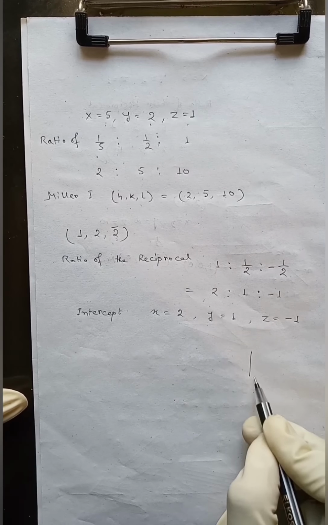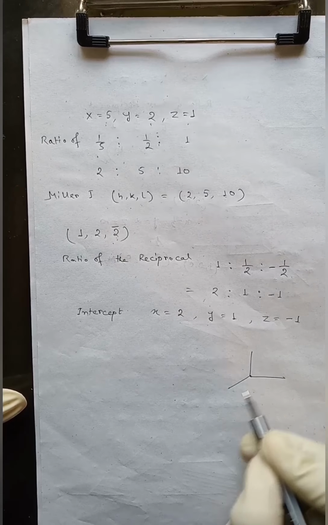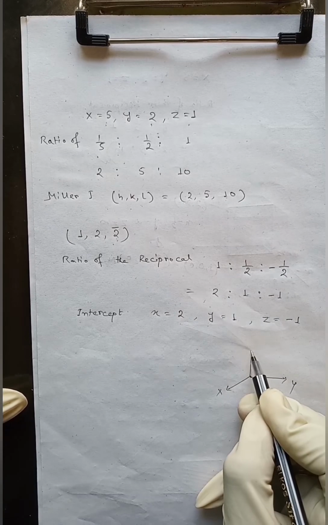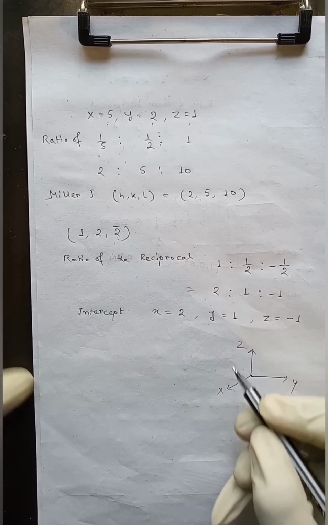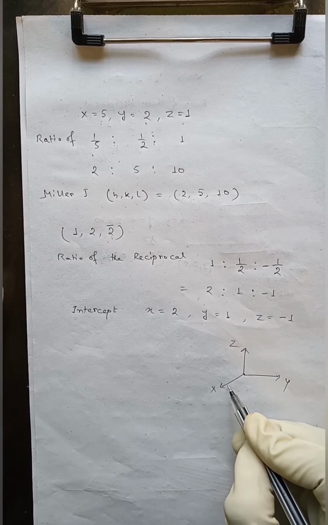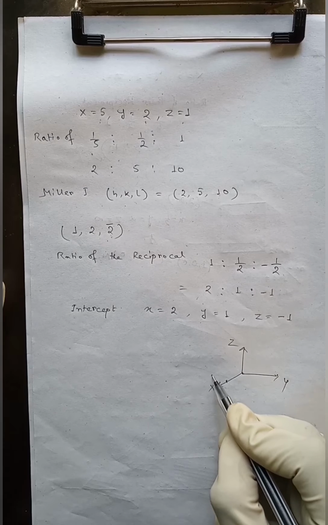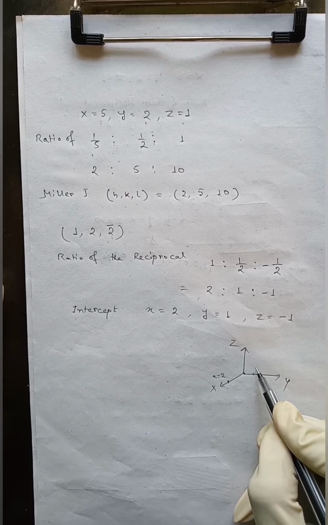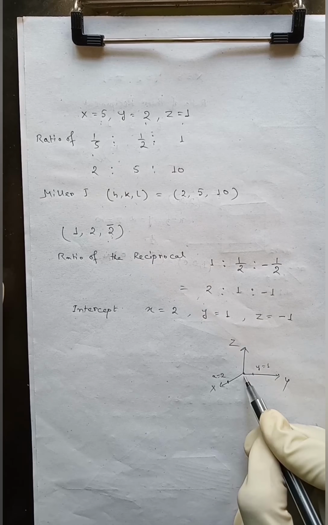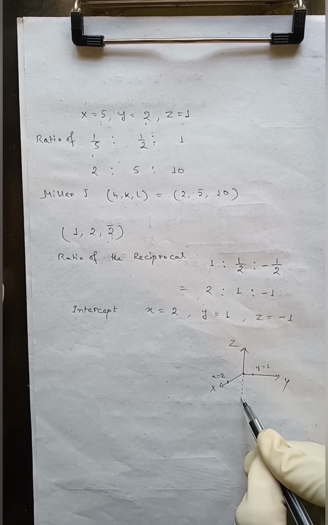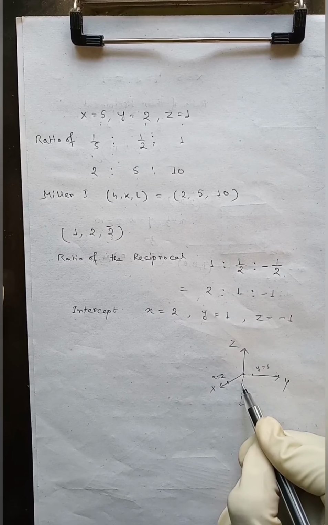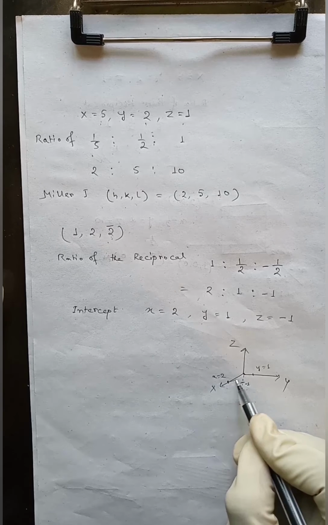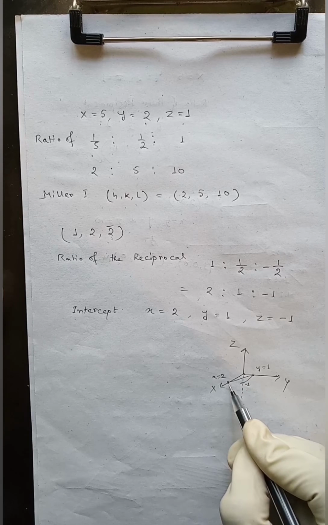So if this is my x, this is y, and this is z, the plane will cut x at 2. Here x is equal to 2, y at 1, and z at negative 1. Like this.